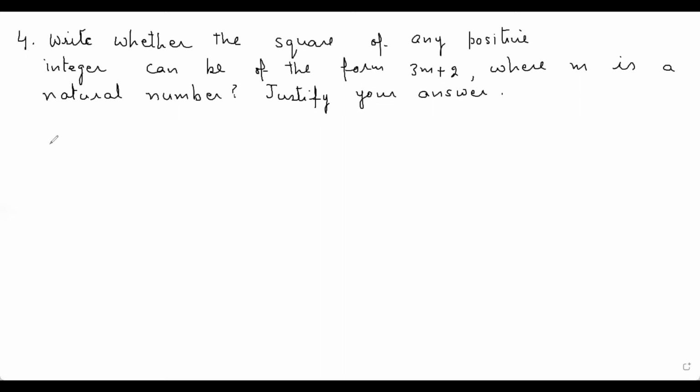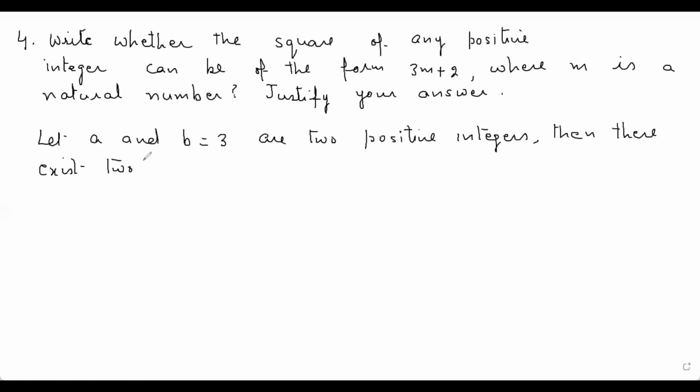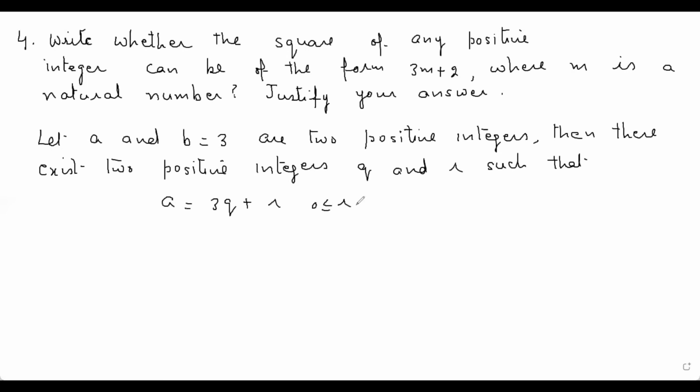Now I'm going to write Euclid division lemma for two positive integers a and b, where b is equal to 3. Let a and b, where b is equal to 3, are two positive integers. Then there exist two positive integers q and r such that a is equal to 3q plus r, where r lies between 0 and 3. Then the value of r will be 0, 1 and 2.